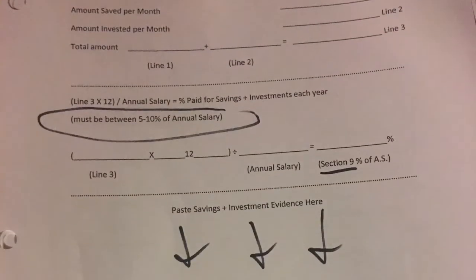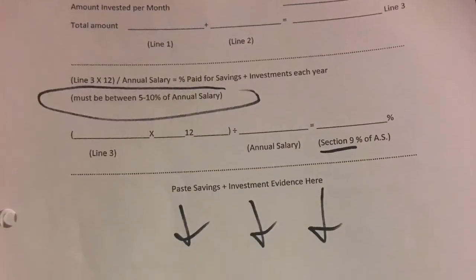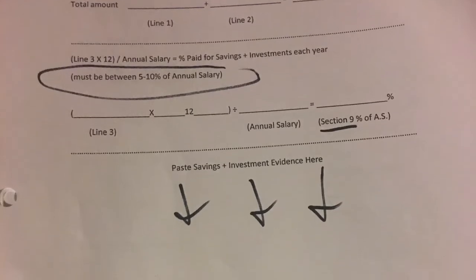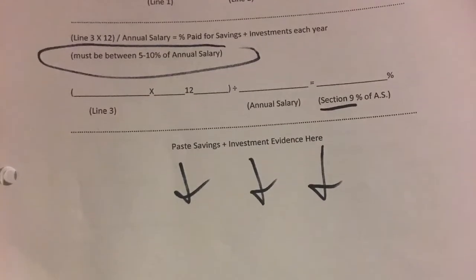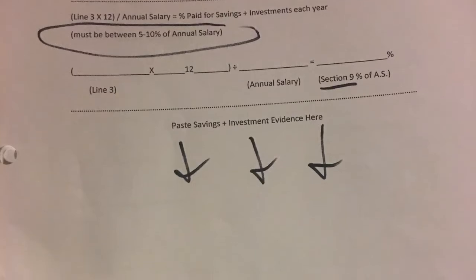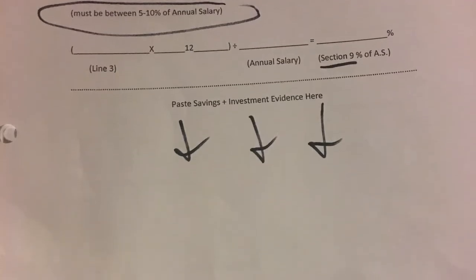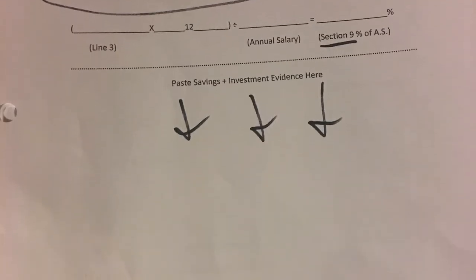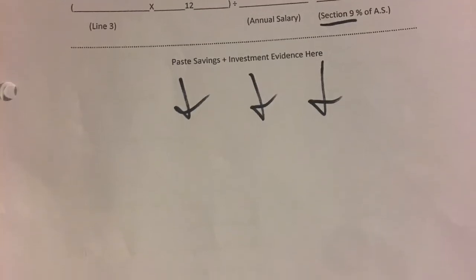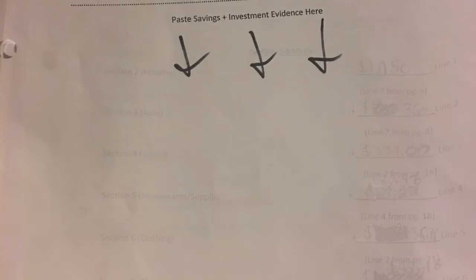The next thing I want to do, and this will vary from person to person, is fill out page 32. Now, keep in mind that the percent paid for savings and the investment each year must be between 5 and 10% of your annual salary. That's what your amount saved per month is. And paste the evidence below the dotted line.